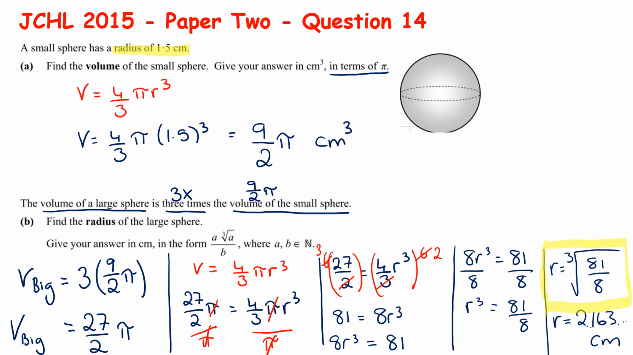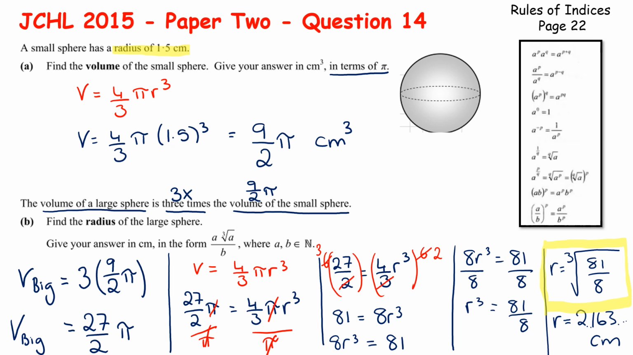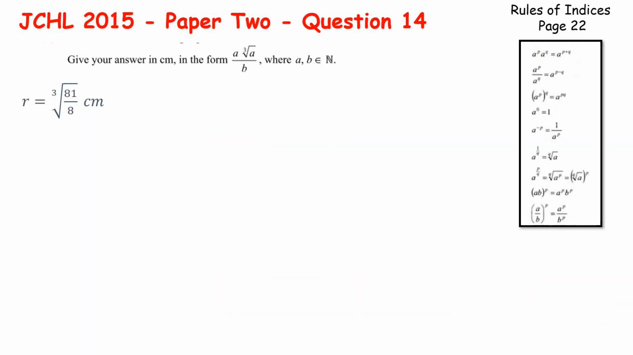So I'm going to go back to this line here, and I'm going to use my rules of indices to work with that. So here are my rules of indices, and let's work with this 'or' to get it into this form here. So here are our rules of indices from page 22, and we want to change our 'or' that we currently have as the cubed root of 81 over 8 into something that looks like this.